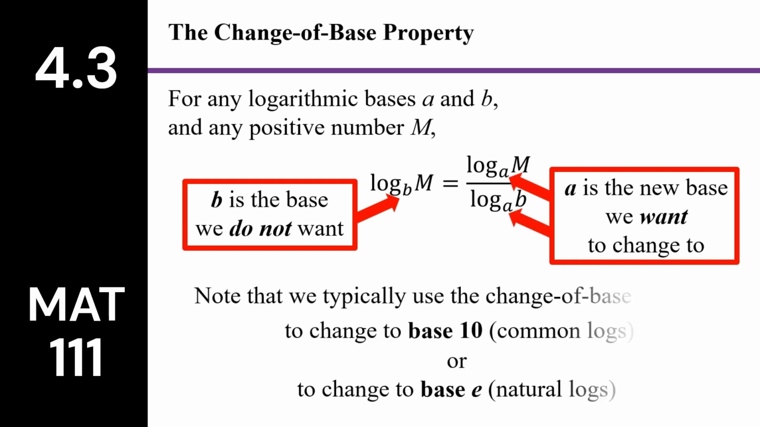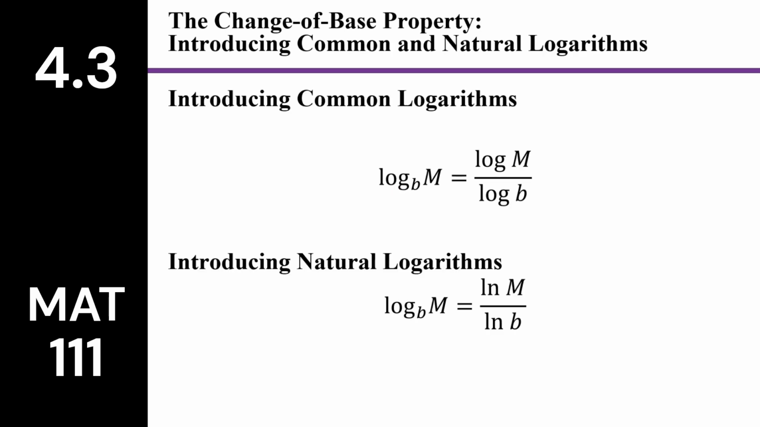Note that we typically use the change of base property to change to base 10, common logs, or change to base e, natural logs. When using the change of base property to introduce common logs, we end up with the log of m over the log of b. Notice that b was the base originally, but now it's the argument of the log. And similarly with natural logarithms, we have the natural log of m over the natural log of b.